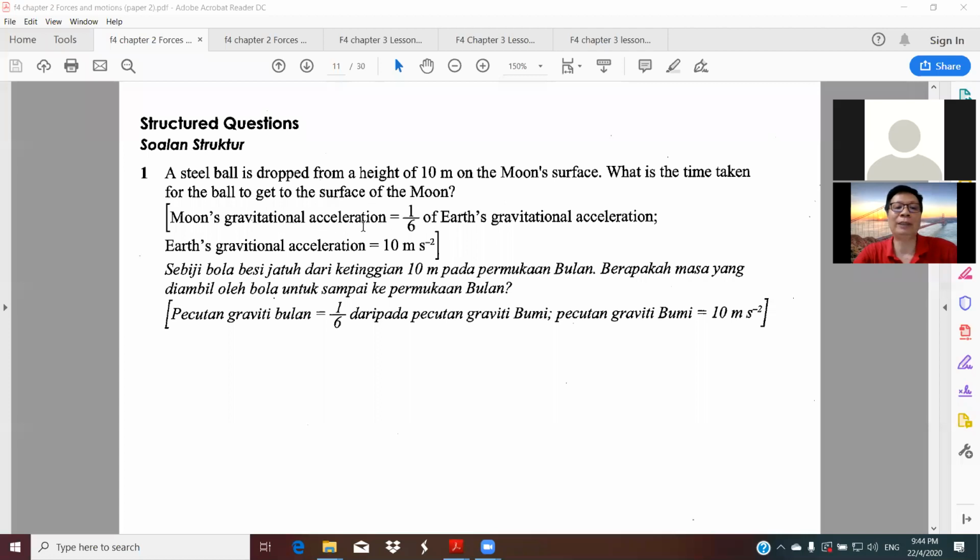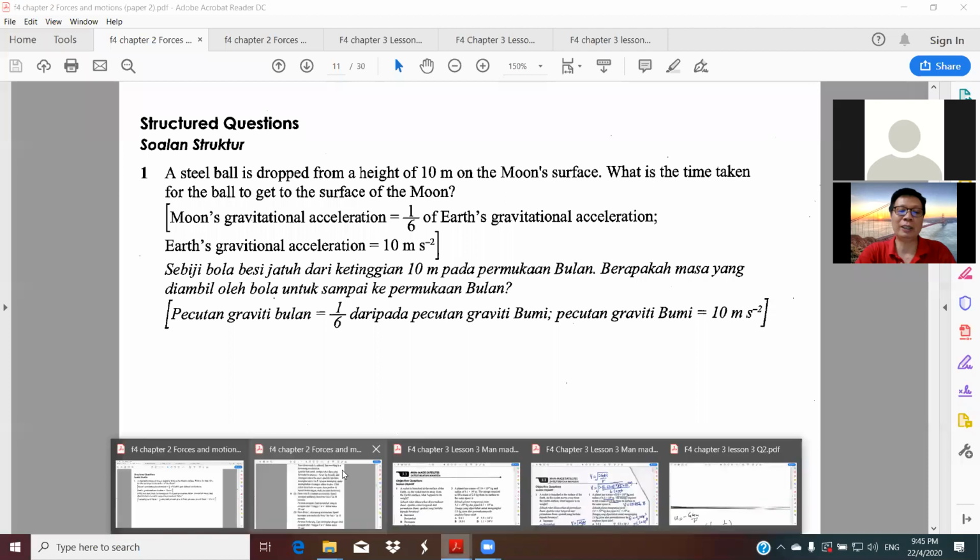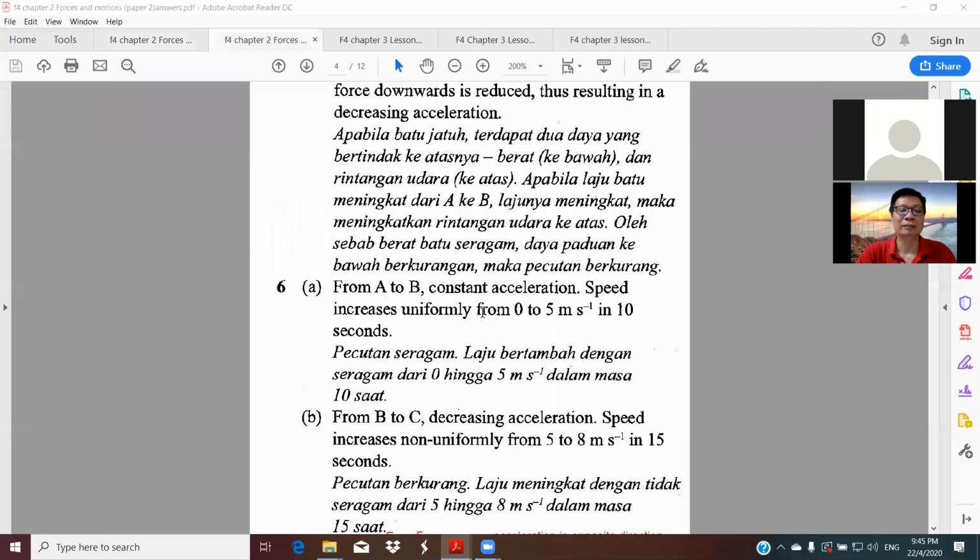You see, moon gravity is 1/6 of gravity on Earth. Earth is 10, so you have to calculate 1/6 times 10. We'll find the gravity first, right? Do you remember what formula to use to find the time for the object to fall? Square root of 2s divided by g. Yes, correct. That is a shortcut formula. Actually, that formula comes from this.